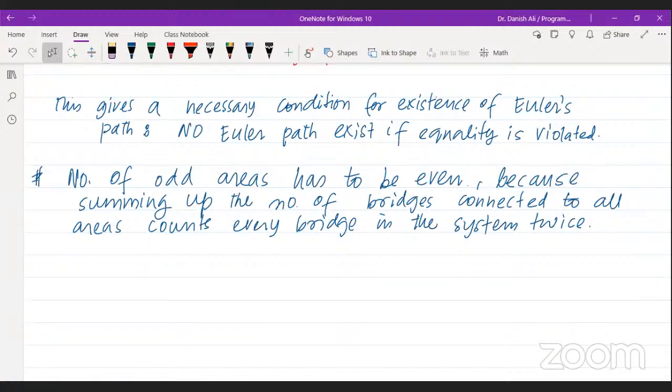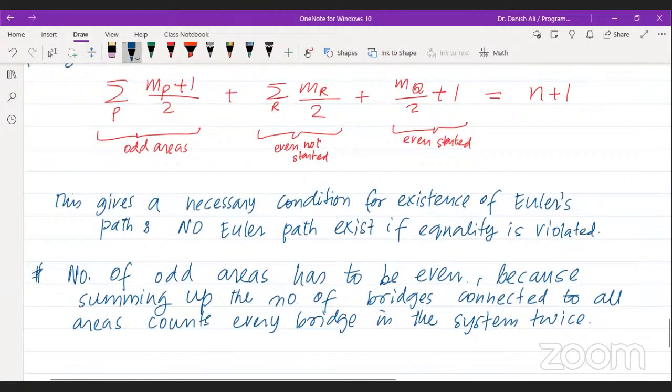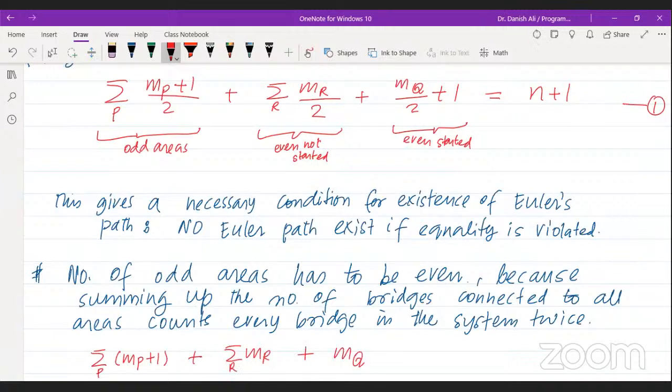For example, if you multiply this equation number 1, let's elaborate on it a little in this way as well. Okay, let's call it equation number 1. If you multiply this equation by 2, what will you get? You will get summation of (mp plus 1) plus summation mr plus mq plus 2, and this equals 2n plus 2.